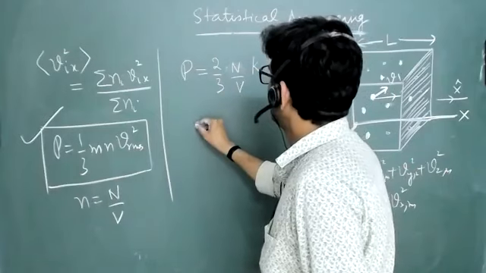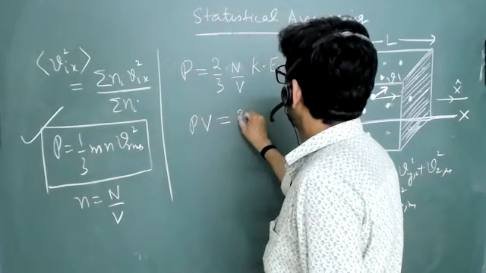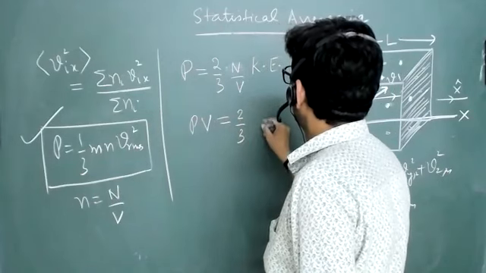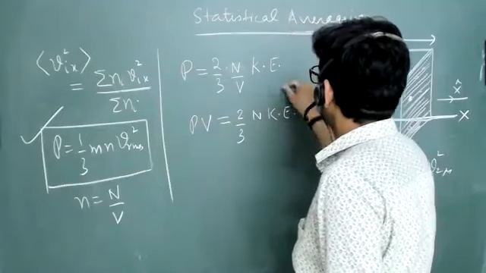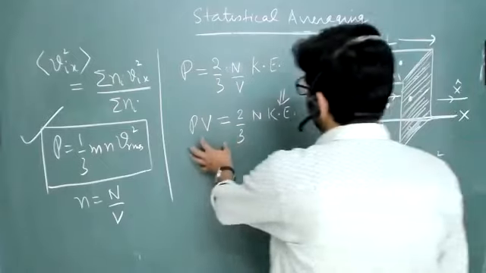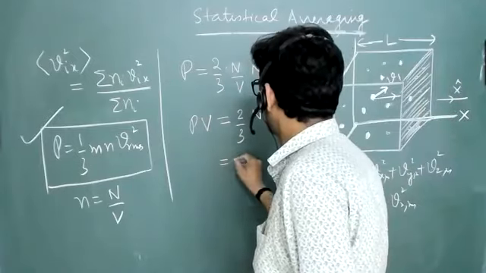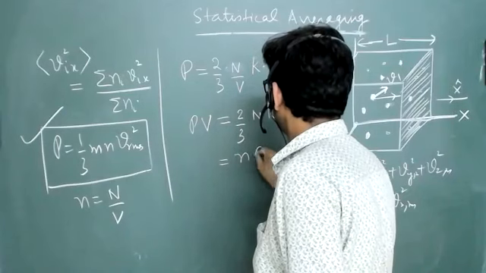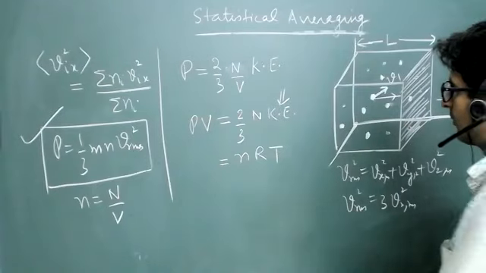So PV will become 2/3 and n times kinetic energy. This is kinetic energy of one molecule, and n. So you can see that pressure and kinetic energies are related. And if you write PV is equal to nRT, पता है ना? PV is equal to nRT, the ideal gas equation.